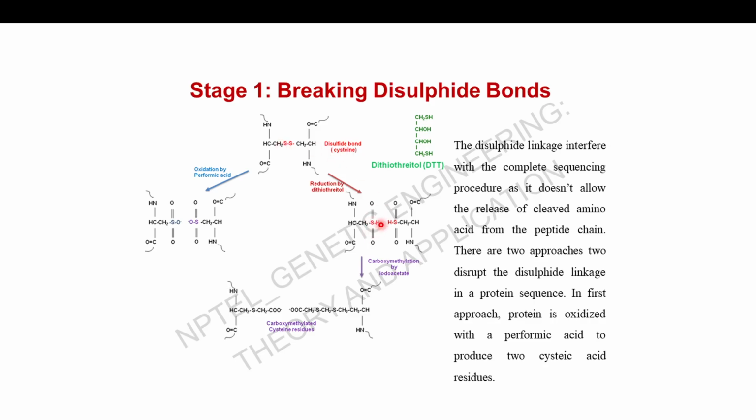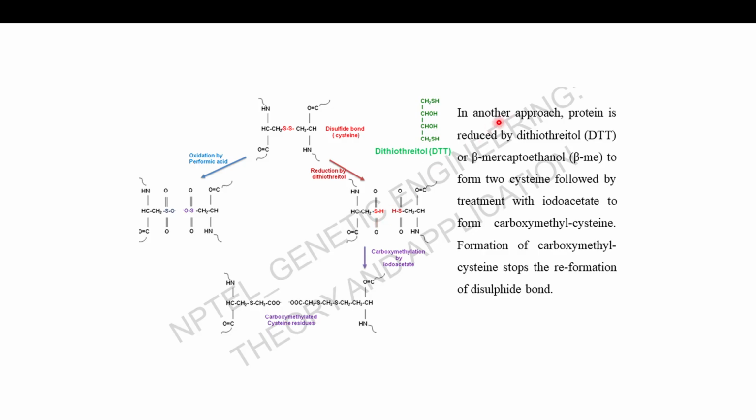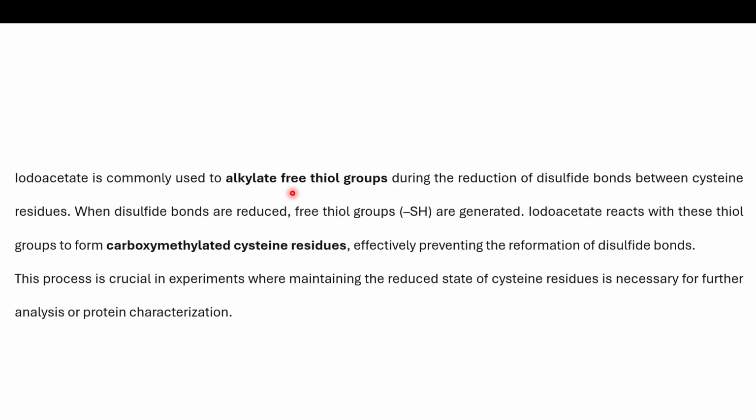Another approach: protein is reduced by DTT or BME to form two cysteines, followed by treatment with iodoacetate to form carboxymethyl cysteine. The H is given off upon this iodoacetate reaction and carboxymethylation happens, and this can't get back to disulfide formation. Eventually this disulfide bond is cleaved.